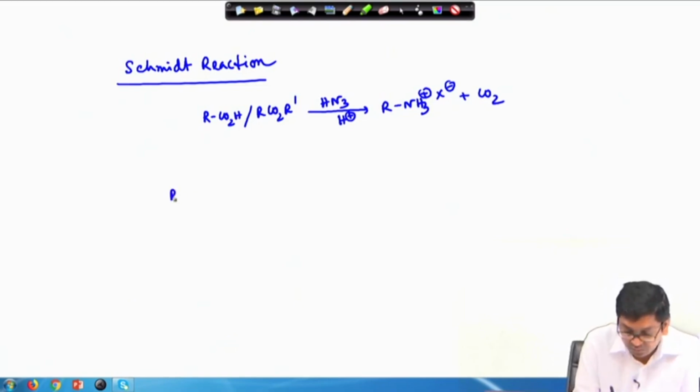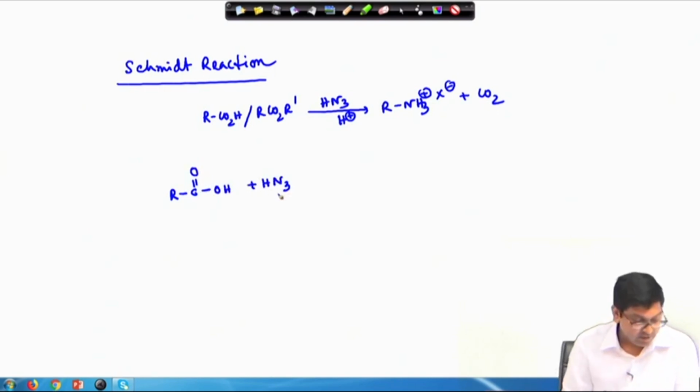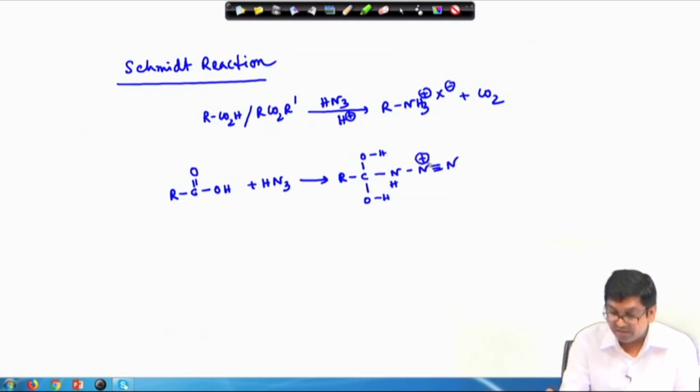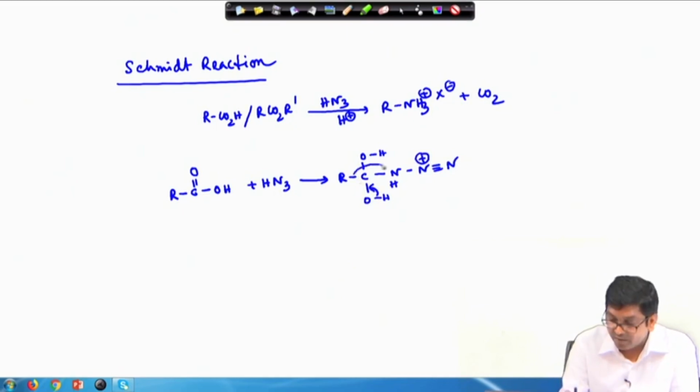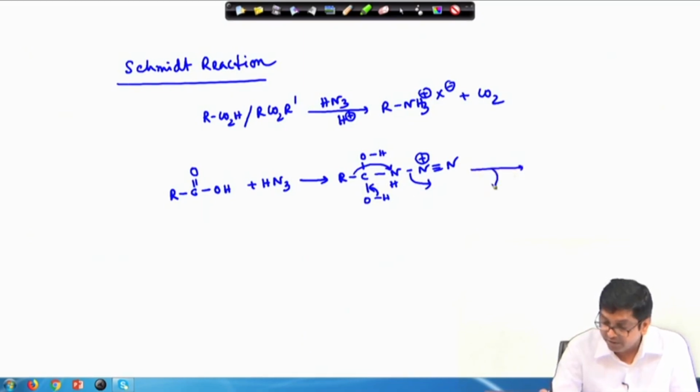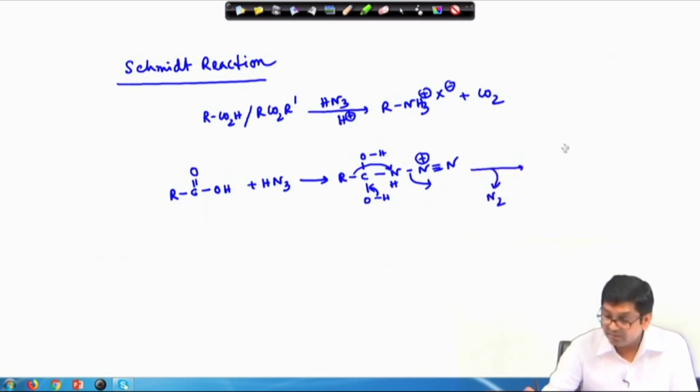In this case also the leaving group is nitrogen and the main reaction happens through this 1,2 migration. So, if we see the reaction mechanism, this gives this intermediate, and once this is generated, then this 1,2 migration can happen and nitrogen can liberate. So what you will get? You will get this carbamic acid.